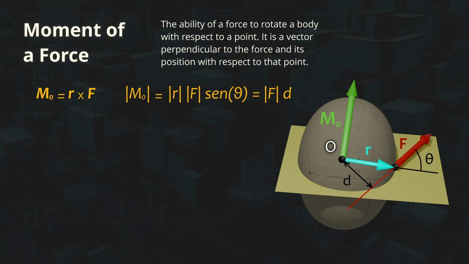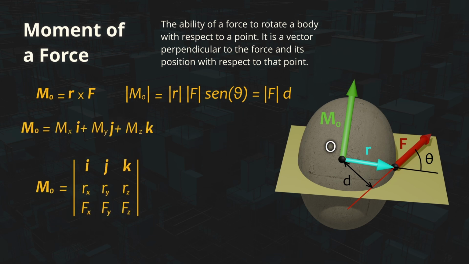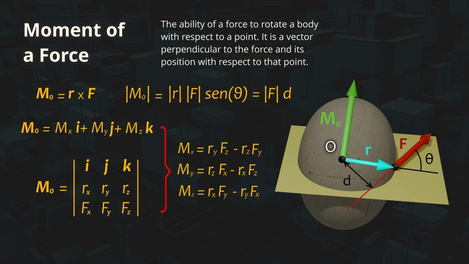Similar to the vector product, the moment of a force can be expressed in terms of its rectangular components. The formula for calculating the moment of a force with respect to a point using rectangular components is given by the determinant of the following parameters, where Mx, My, and Mz are the components of the moment on the x, y, z axis, respectively. Fx, Fy, and Fz are the components of the force on the x, y, z axis.